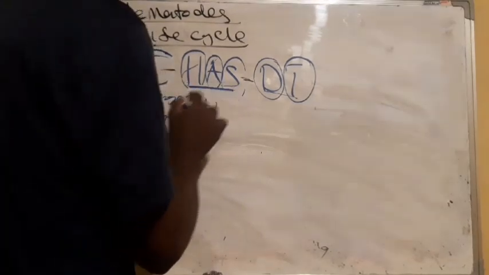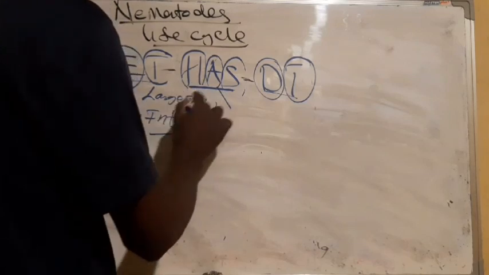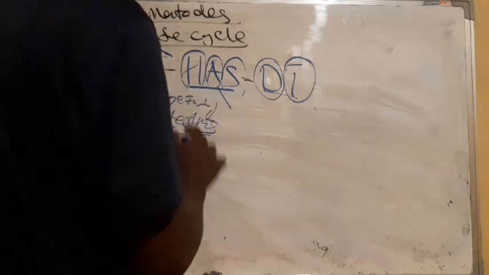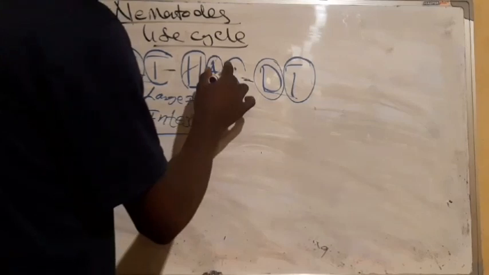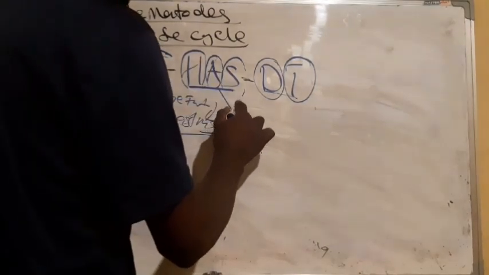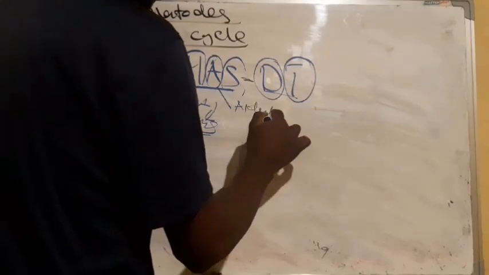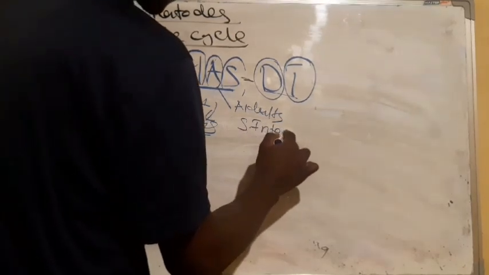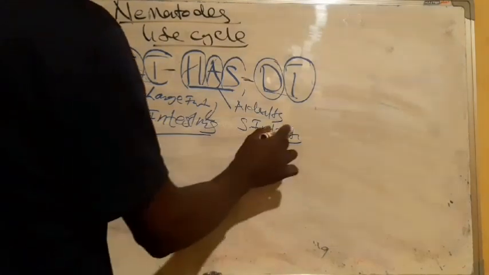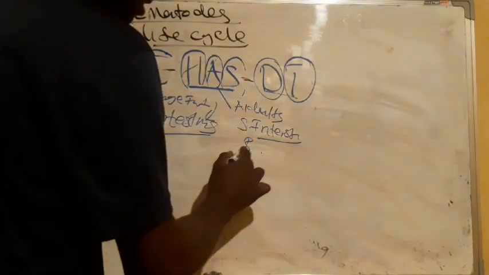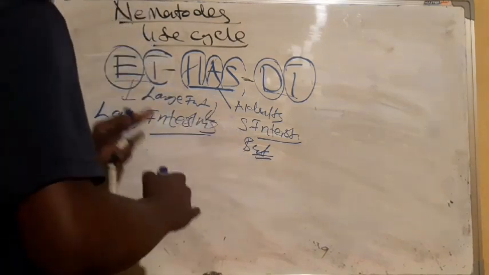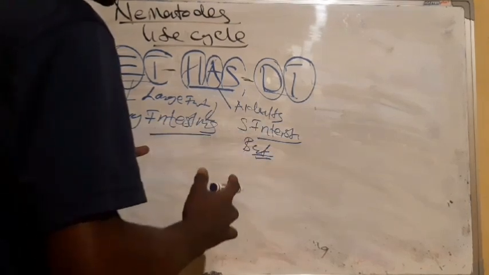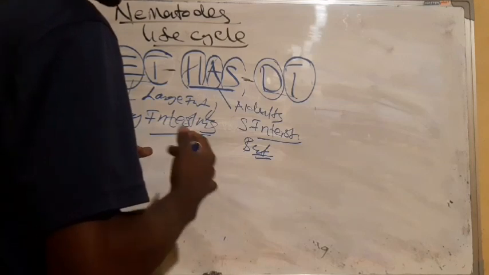So when it comes to HAS, H is for hookworm, and there are two types of hookworm. What is special about this group? All these parasites become adults in the small intestine, as opposed to the large intestine. But their life cycle involves going to other tissues like the bloodstream, the liver, and also the lungs.